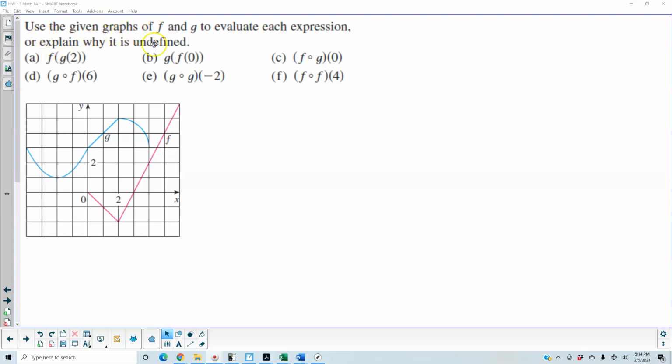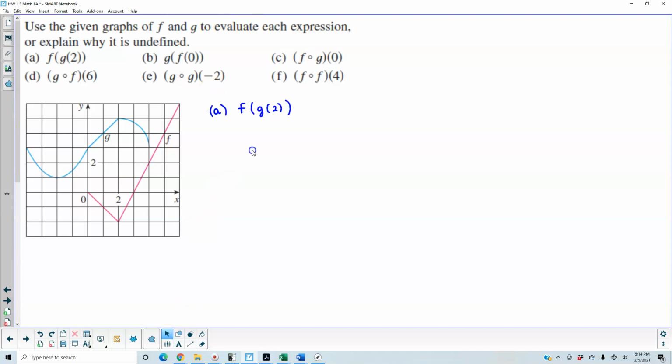Okay, we're going to use the given graphs of f, which is in red, and g, which is in blue, to evaluate each expression or explain why it is undefined. So let's take a look at A. We have f of g of 2.